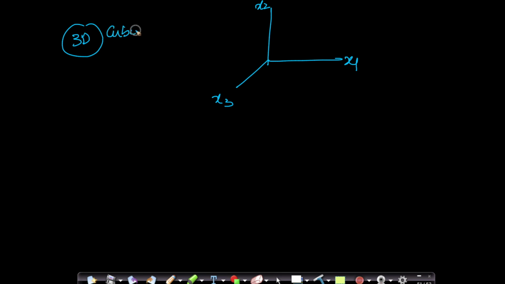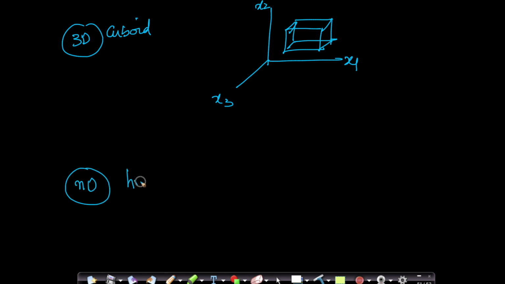So in 3D, what happens is this, right? If you have three axes, let's say x1, x2, x3, the equivalent idea of a rectangle in 3D is called a cuboid. We all must have heard of it, right? A cuboid is basically shaped like this, where you get a cuboid like this, right? So the equivalent in n-dimensional space is called a hypercuboid.